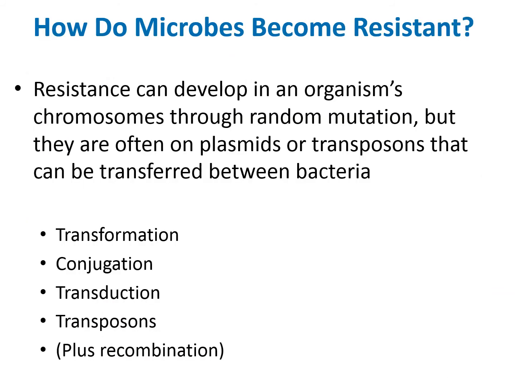So how do microbes become resistant? Let's think about bacteria as an example. Resistance can develop in a bacterium's chromosomes through random mutation, like what we saw with the carbapenem-resistant Klebsiella pneumoniae. Remember, they had those porin proteins that had mutations in them so that their diameter was constricted or restricted, and that excluded the antibiotic from entering the cell.